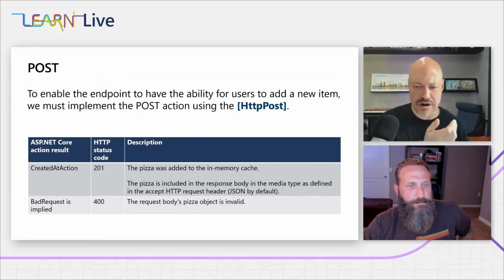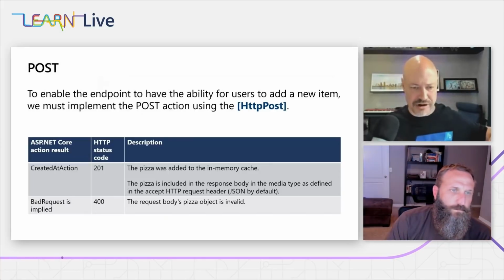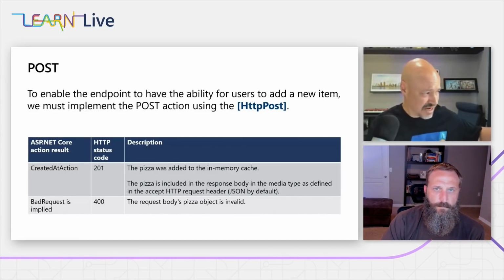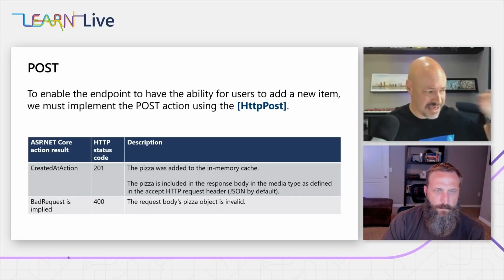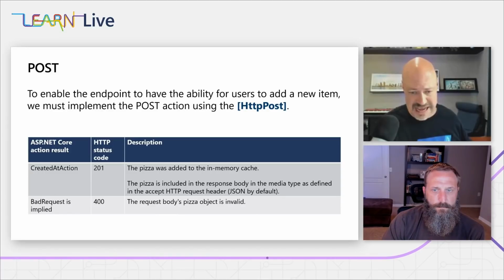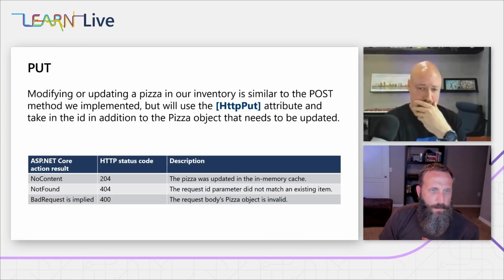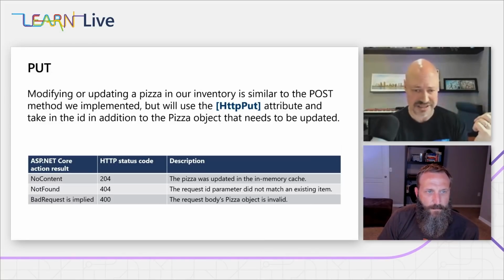These are useful, because having these standard error codes makes it easy to process things and understand. As I'm writing client code, browsers understand all this stuff. That CreatedAtAction 201 is going to say, yes, I created a pizza, and it also returns the information about it, like the ID, so I can get that back. Exactly. So post creates a brand new pizza, and then put is a way of updating an existing one.